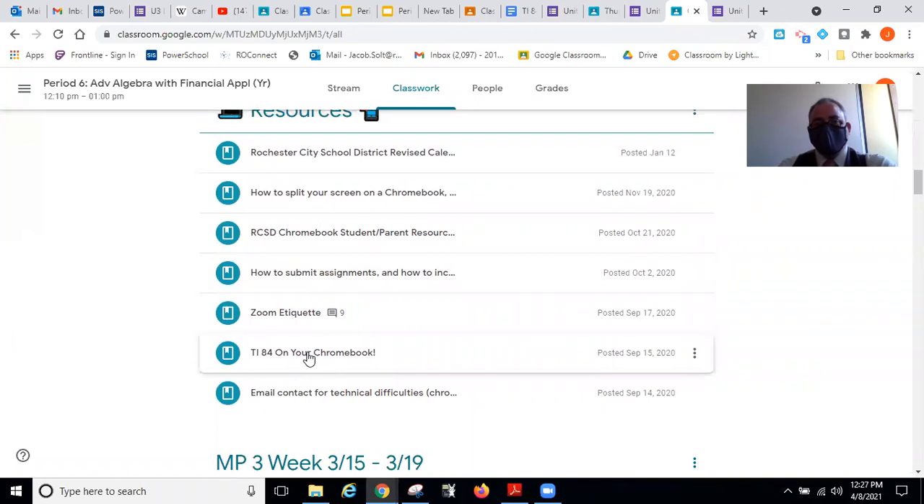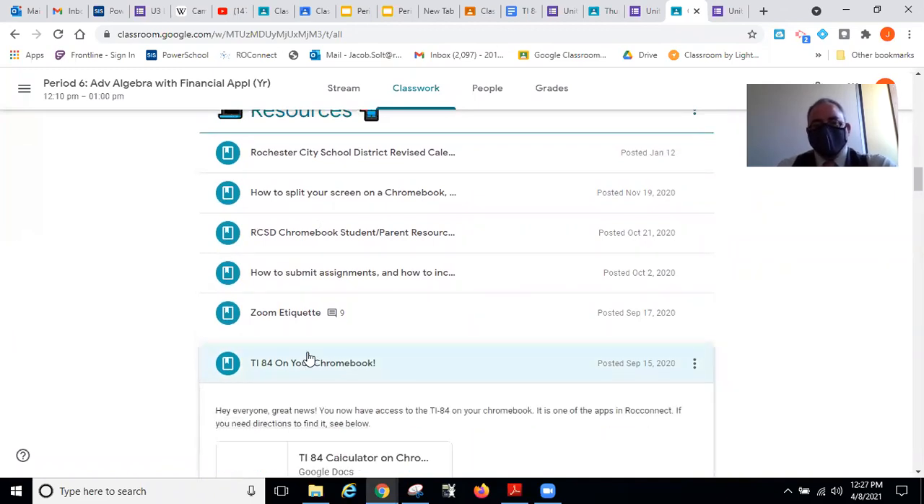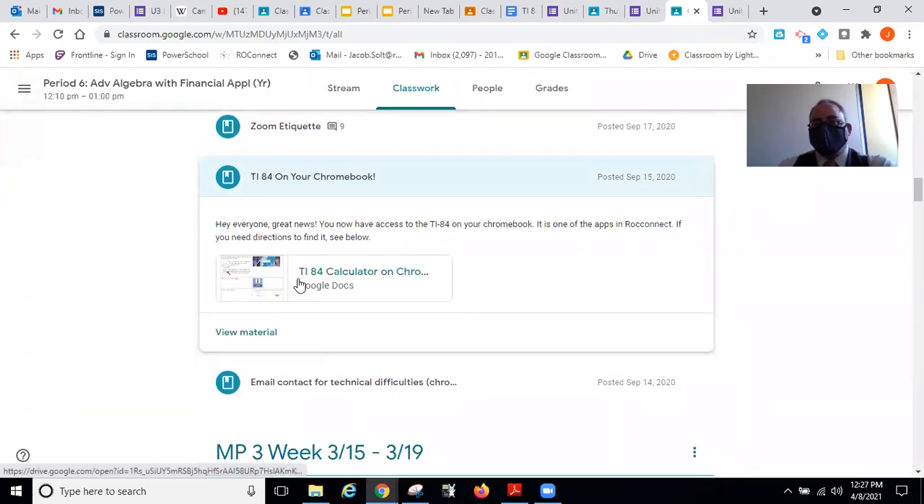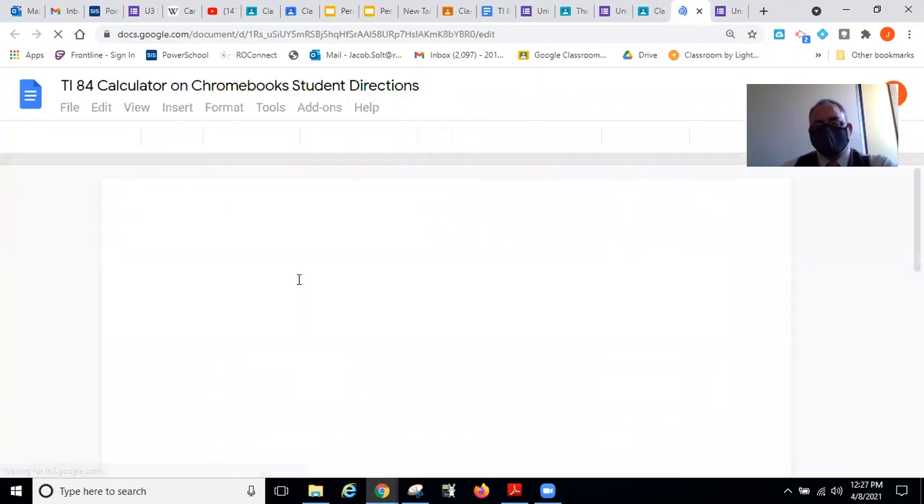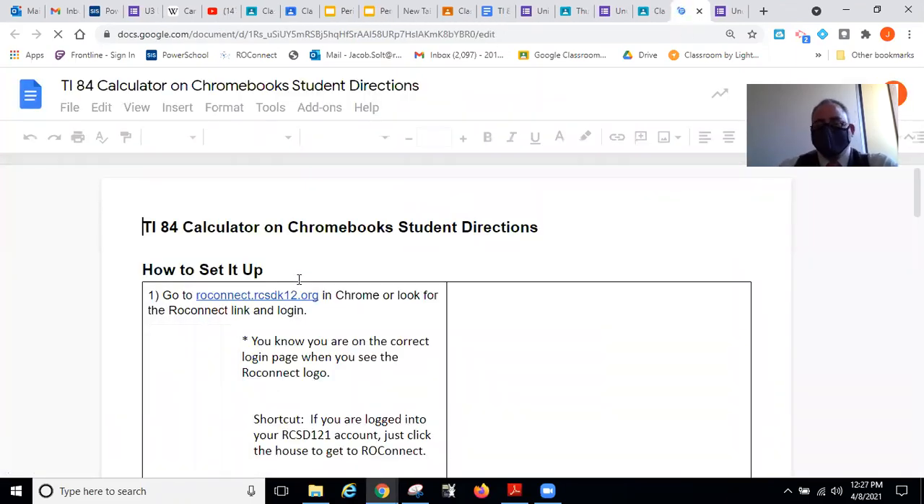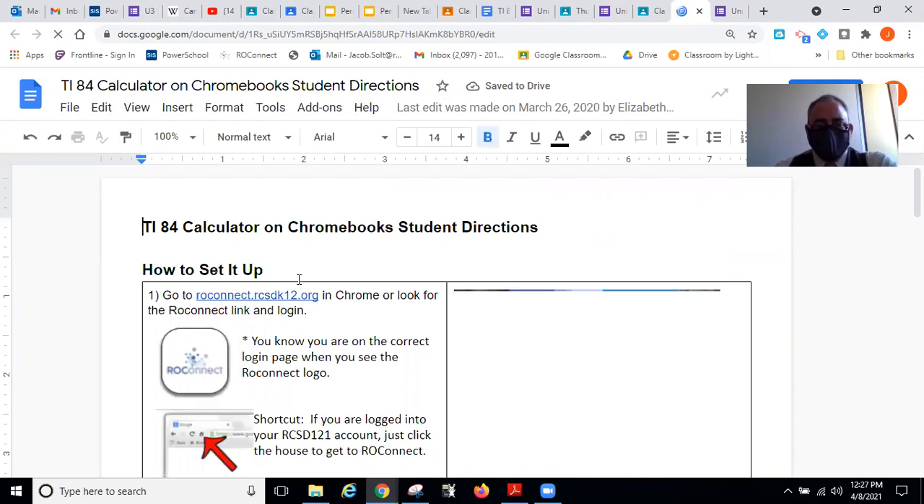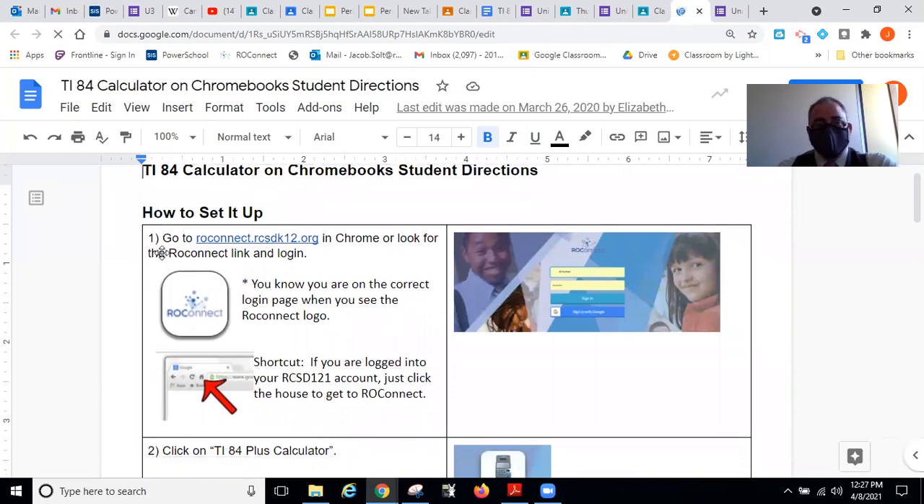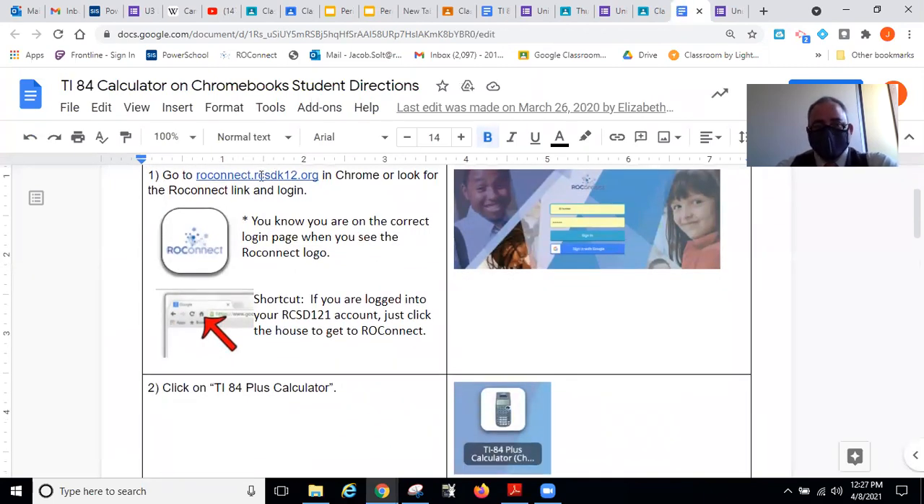There, right here. There's this thing called TI-84 on your Chromebook. Click on that tab. There's a little document you can open up. It gives you step-by-step instructions on how to put the TI-84 graphing calculator right on your computer, on your Chromebook specifically. First, you go to Rock Connect.